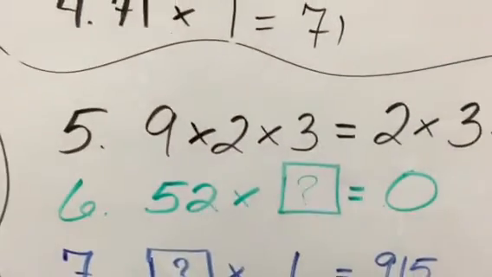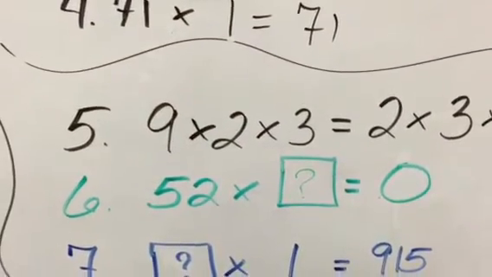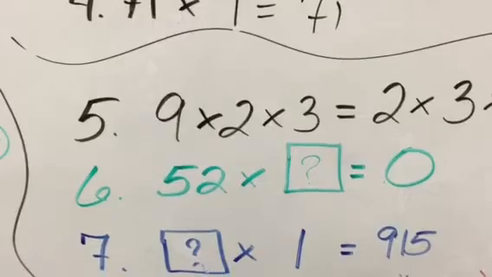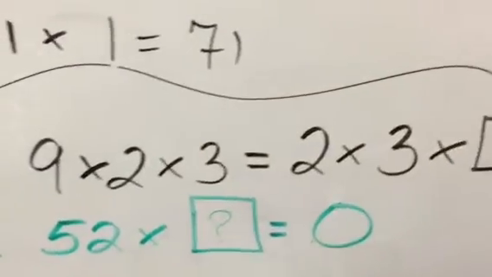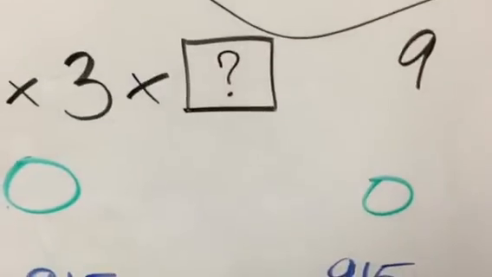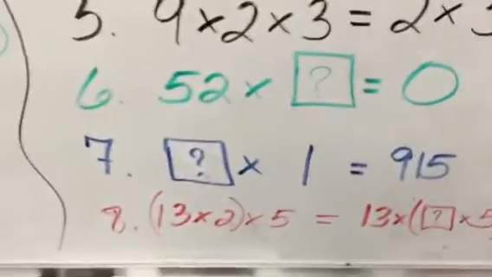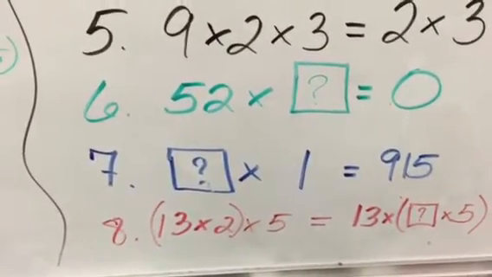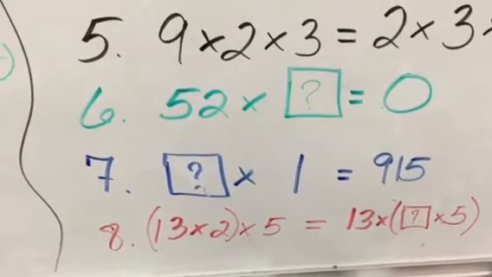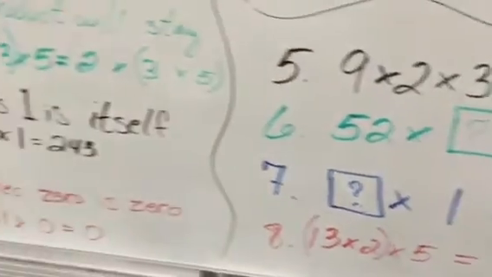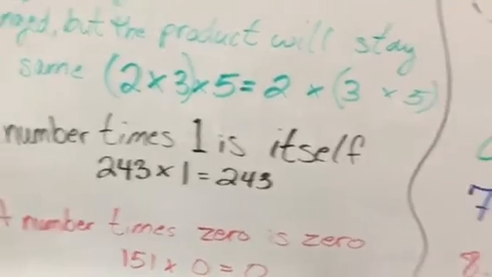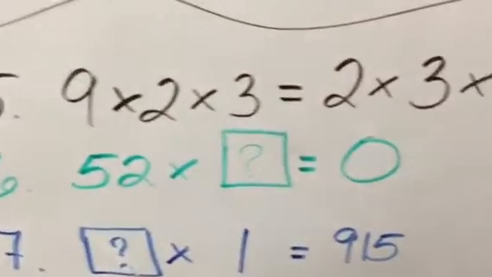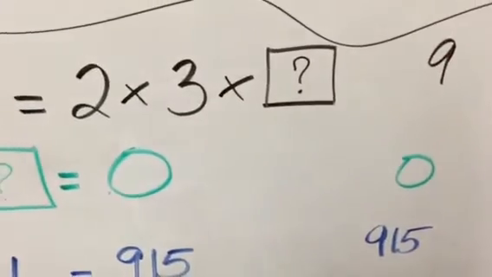This next one, 52 times blank equals 0. Well, the only way I can get 0 as my product is if I multiply by 0. So that's going to be the 0 property. And look, there's my answer, 0. Number 7, blank times 1 equals 915. Well, if I remember back to the identity property, any number times 1 is itself. So in this case, the answer must be 915.